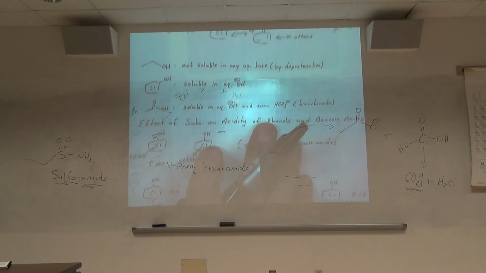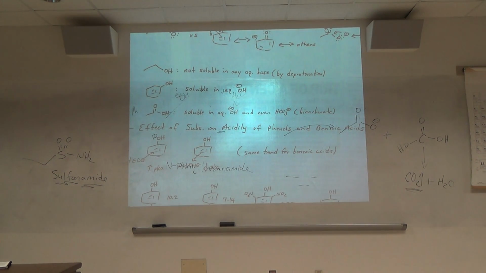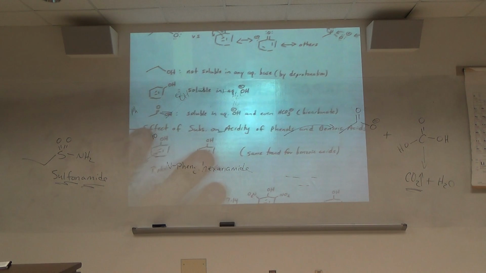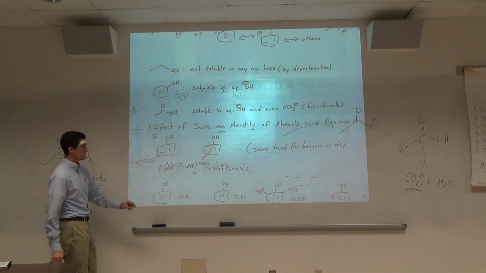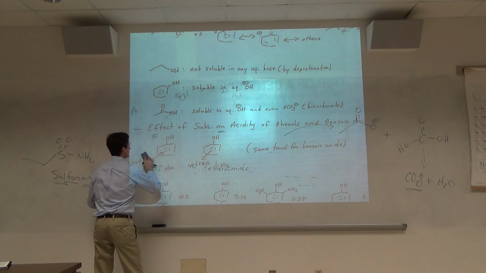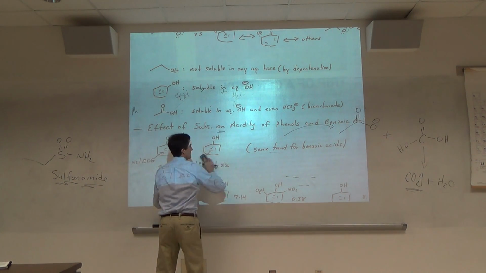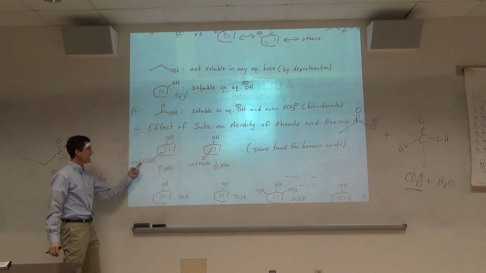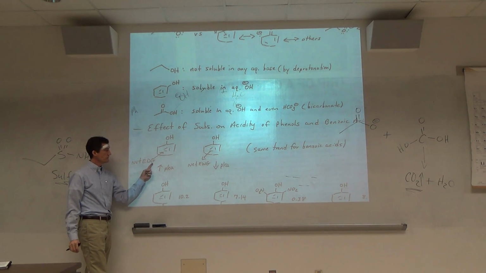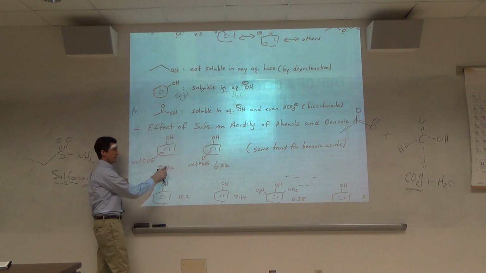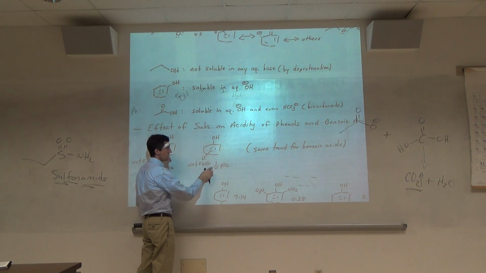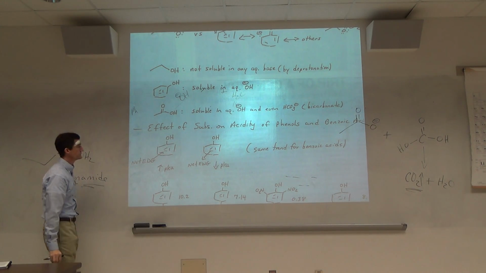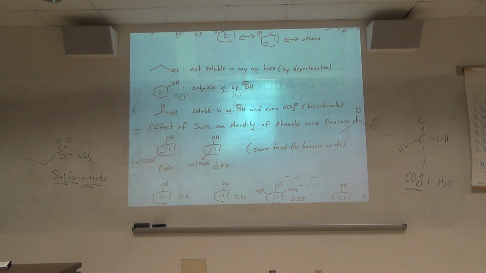Let's look at the effect of substituents on acidity. Phenols first. If you have a net electron donating group, that will make it less acidic. It will raise the pKa. If you have a net withdrawing group, that will make it more acidic. Well, does that make sense?